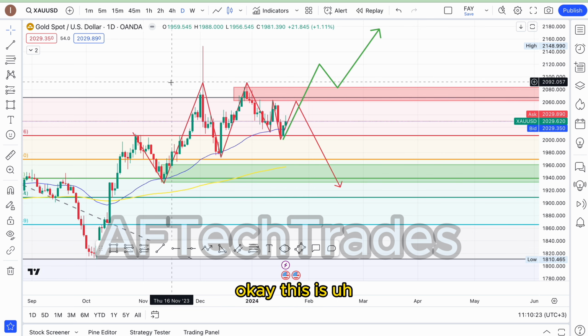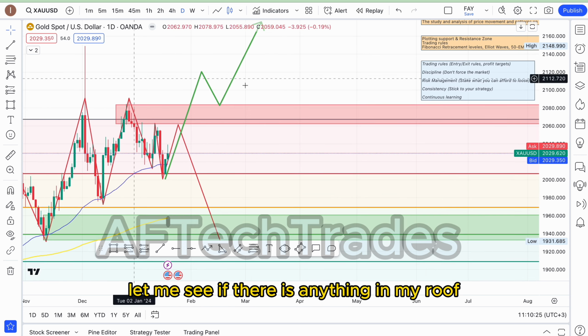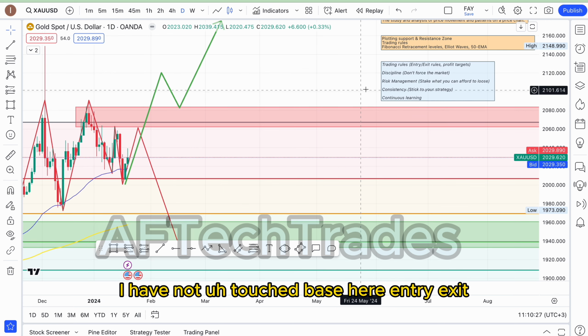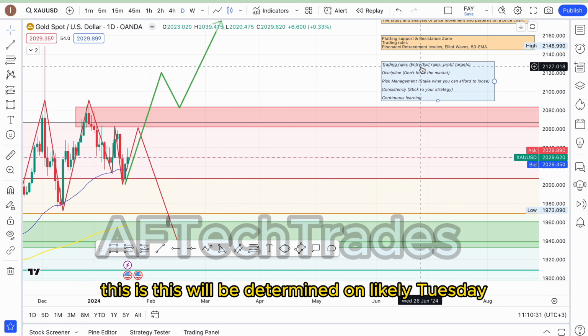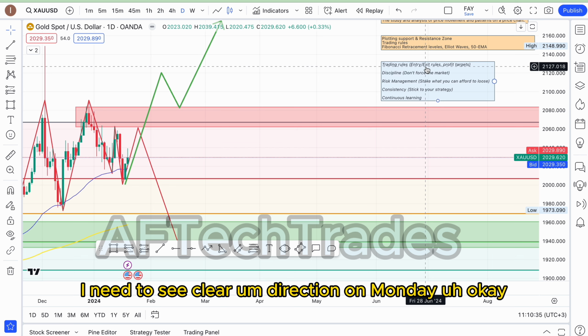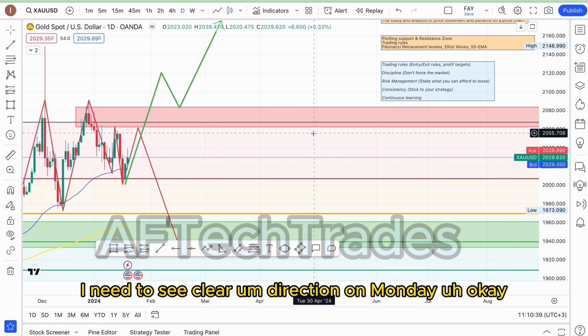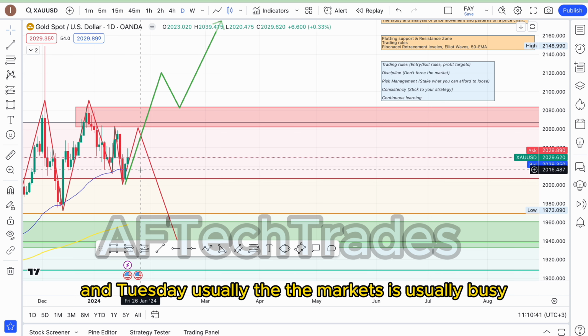Okay, let me see if there is anything in my rules I have not touched base on here. Entry, exit, this will be determined on likely Tuesday. I need to see clear direction on Monday. And Tuesday, usually the market is busy.